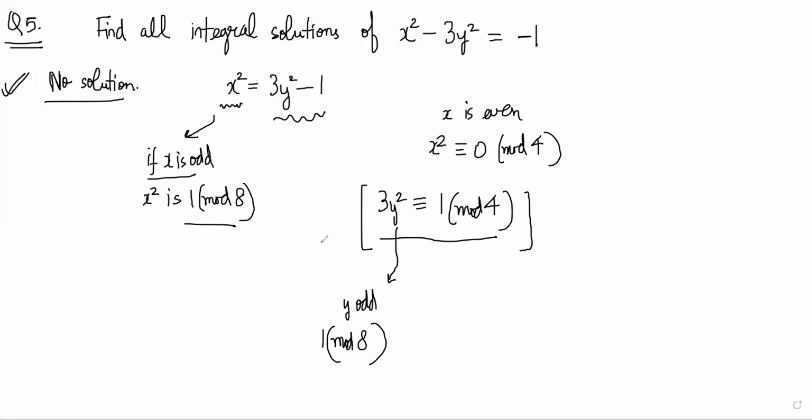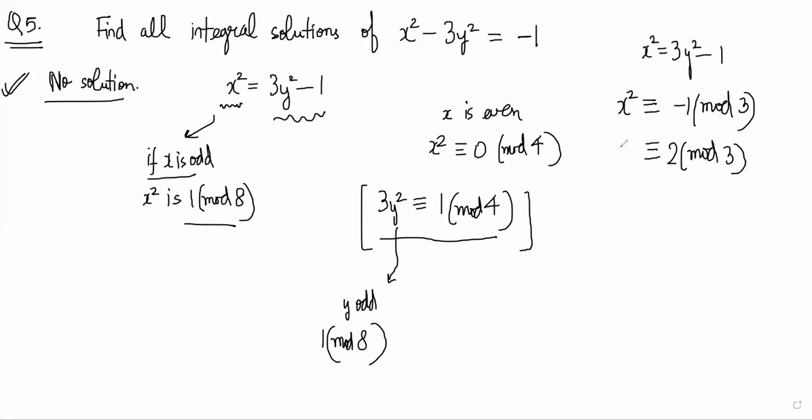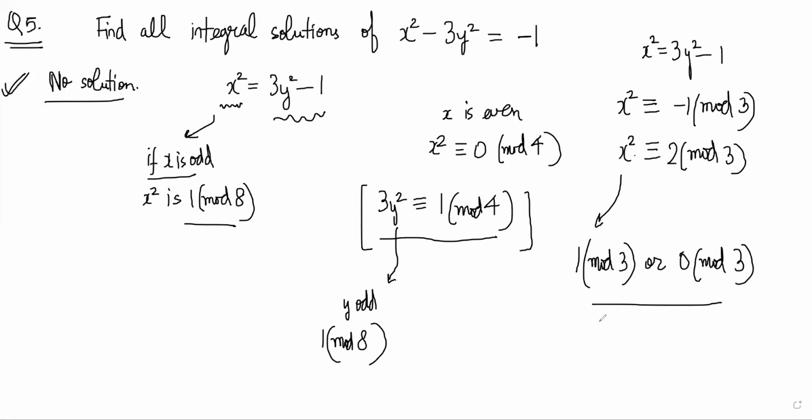Okay, this is one way to do it. You could also have done this like this. If x square is equal to 3y square minus 1, if you take mod 3 on both sides, x square should be equal to minus 1 mod 3, so x square is 2 mod 3. But x square is always congruent to 1 or 0 mod 3, and can never be 2 mod 3. So that is a contradiction.